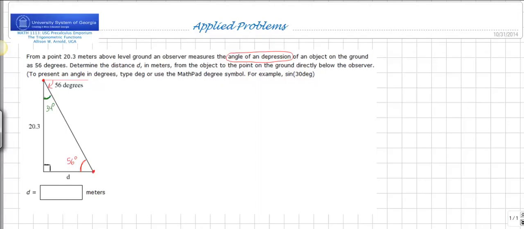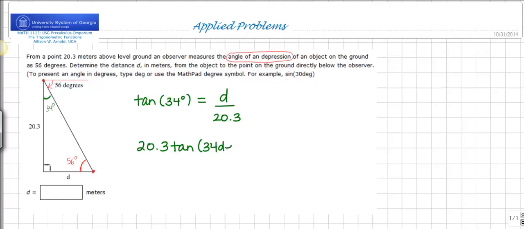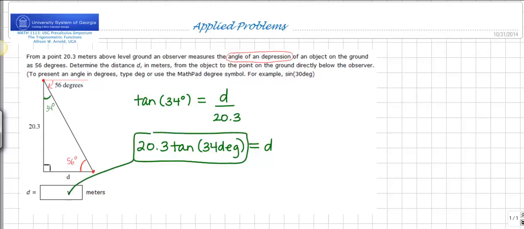I will just use the 34-degree angle, and I will say tangent of 34 degrees is the side opposite 34 degrees, which is d, divided by the side adjacent 34 degrees, which is 20.3. And since we are allowing symbolic entry, you can actually just put this right into the box and be done. So the calculation is 20.3 times tangent of 34 degrees, and that's in meters because the 20.3 was in meters.